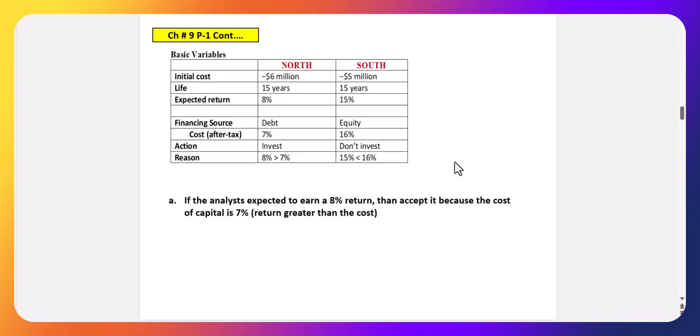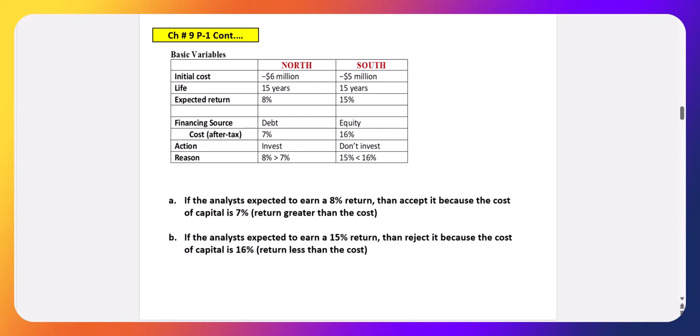If we look at A, if the analyst expects a return of 8% and the cost is 7%, then Project North should be accepted, due to the fact that the return on the investment is greater than the cost. If we take a look at B, if the analyst expects to earn a 15% return on the South, they'll potentially reject it because the cost of capital is relatively 16%. So the return being less than the cost means it will be a rejected project.